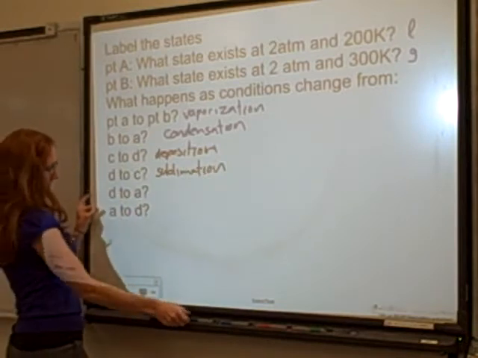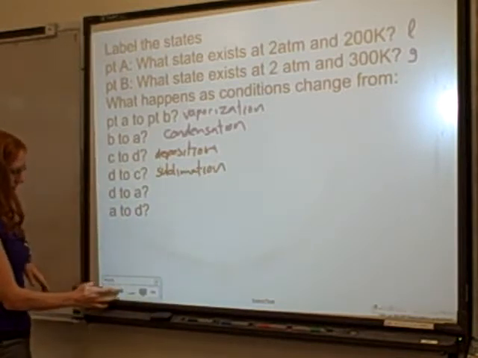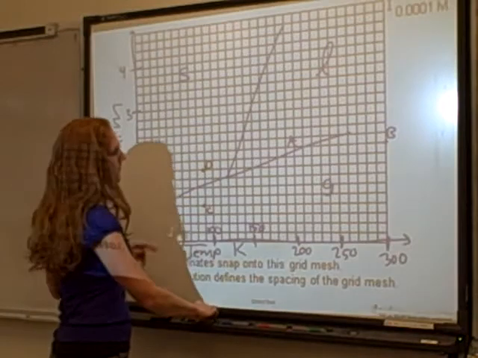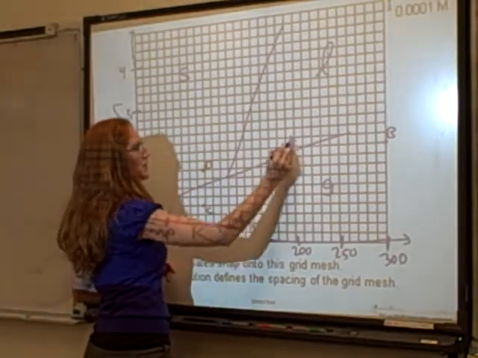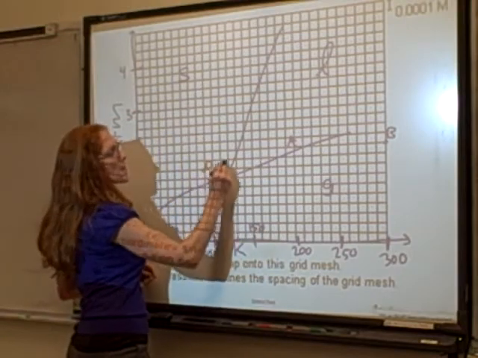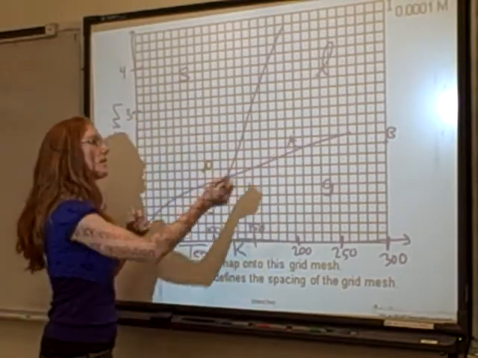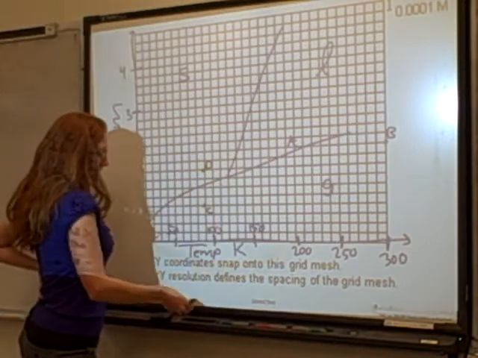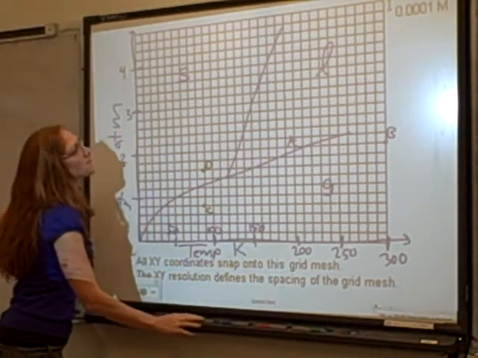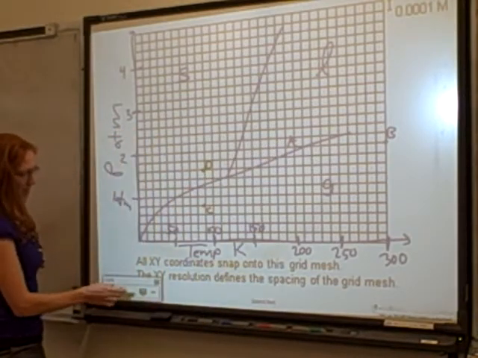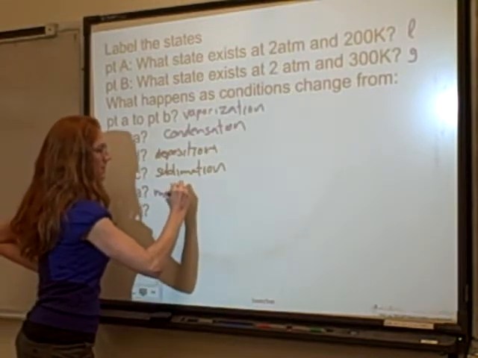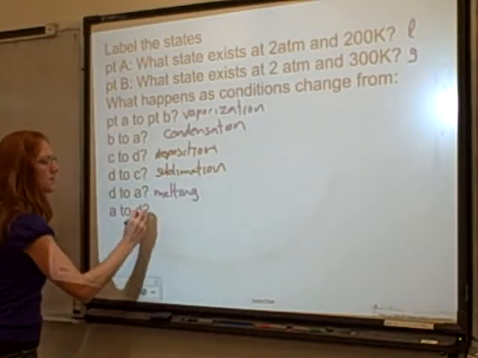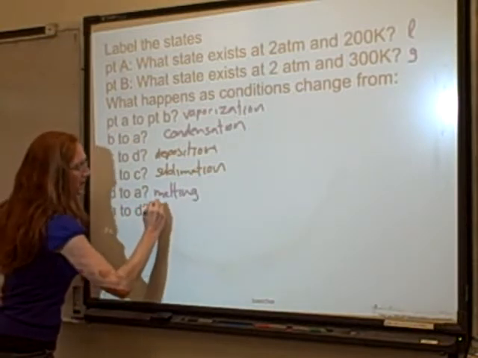So last one, I have D to A and A to D. So let's see, here's D, there's A, so I'm actually going to travel up, right? So I'm going to go from the solid to the liquid in D to A, and I'm going to go from liquid to solid as I go A to D. So D to A, I have a solid turning to a liquid, I have melting. So D to A, melting. Opposite of melting, I'm going to go from liquid to solid, so I have freezing.